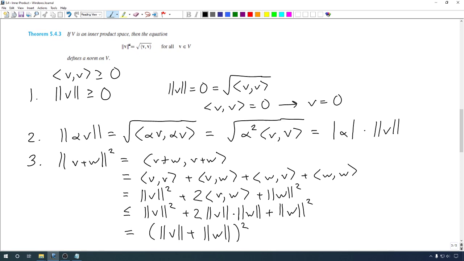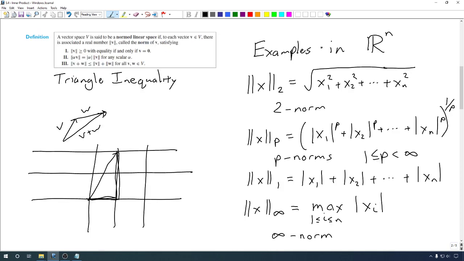So any inner product space can become a norm space. Now it is worth noting that doesn't go the other way. Not every norm has this associated inner product. In fact, if we go back and look at the norms that we talked about on Rn, the only one of these that can come from an inner product is the 2 norm. All the other ones cannot.